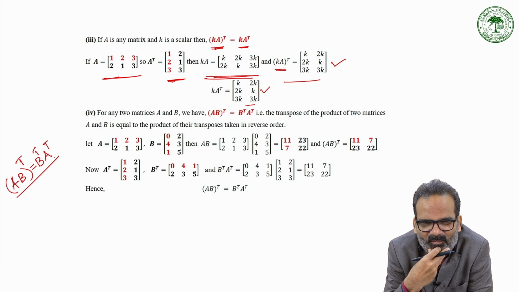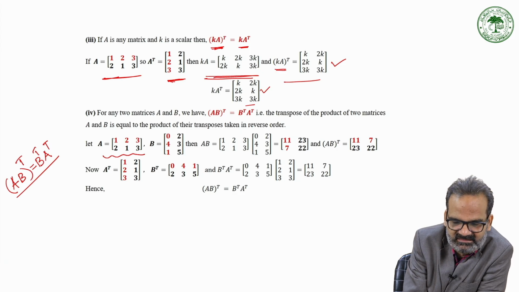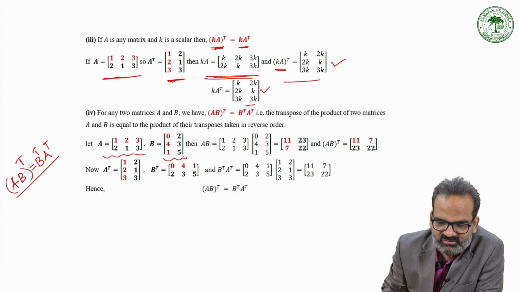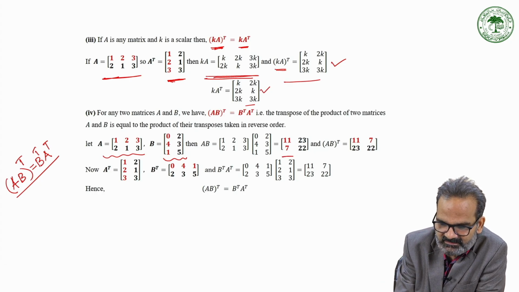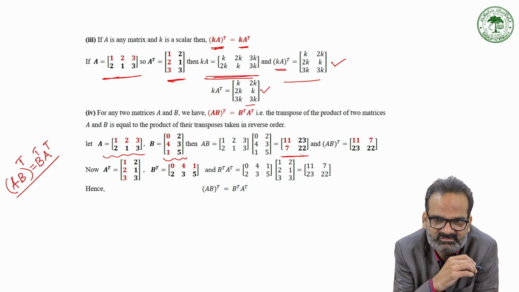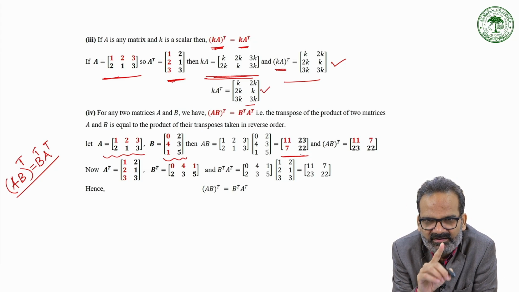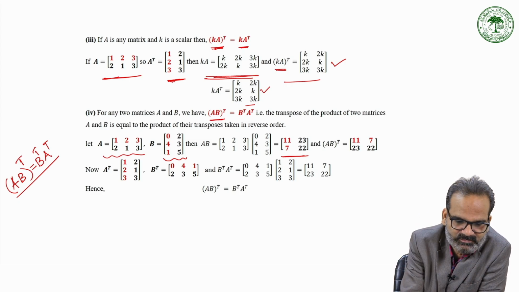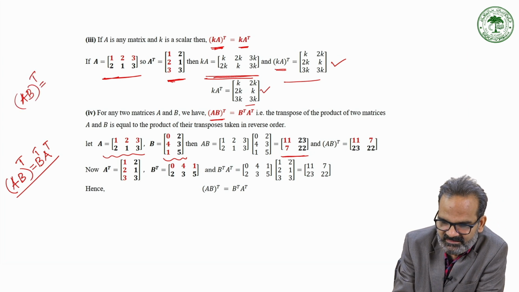Now you can verify this property by these two matrices. Say A is this, we have taken the matrix A is this, B is this, right? So what we want to show, find out the product AB. The product AB is coming out to be this: 11, 23, 7 and 22. This is the product of A and B. Now take the transpose of this product, because (AB) transpose means first find out the product AB and then take its transpose, right? So AB is there, this matrix, right?